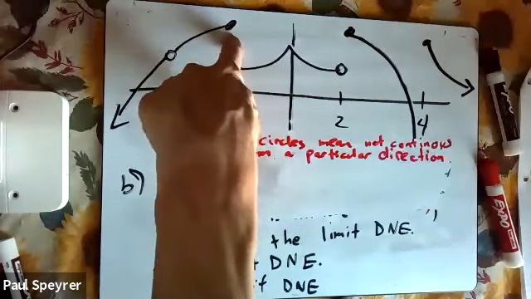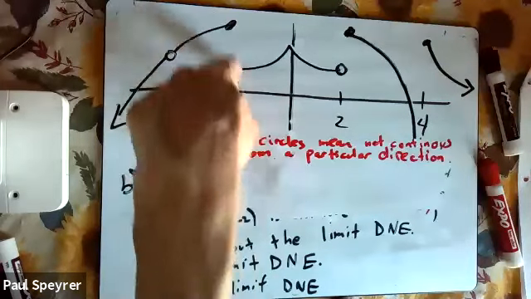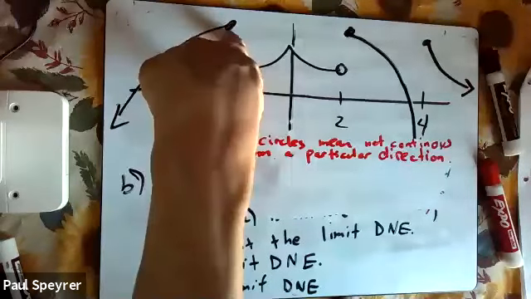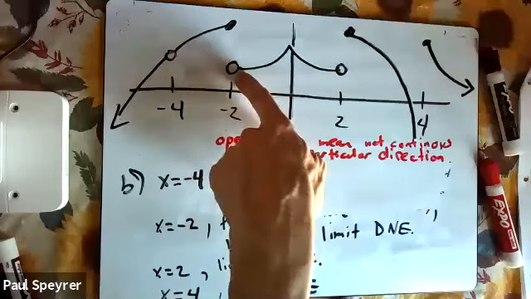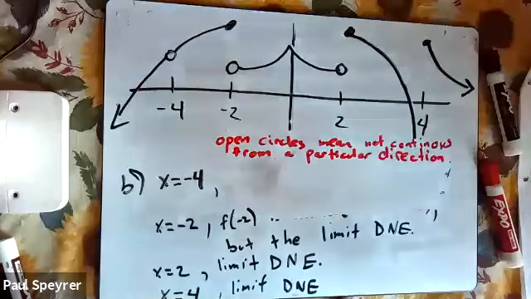This one right here at x equals -2, we can say that x is continuous from the left side because if you're approaching this graph from the left, you have a solid circle right there. But would it be continuous approaching -2 from the right? No, because of the open circle right there. So that's what I mean from a particular direction.